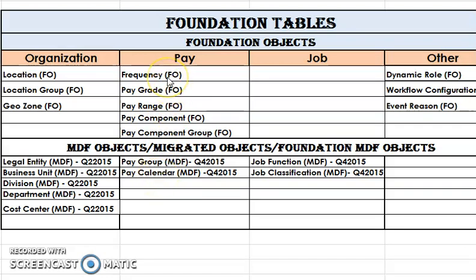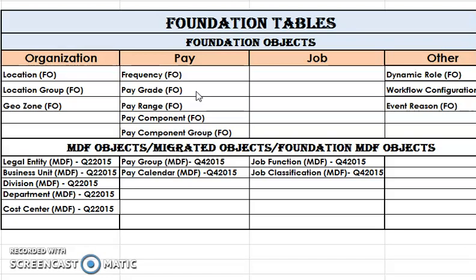If you want to do any configuration related to frequency, pay grade, pay range and pay component group, we have to configure in the corporate data model and country specific data model. And if you want to maintain master data and test the configuration you have done in the corporate and country specific data model, you have to test in Manage Organization, Pay and Job Structure.